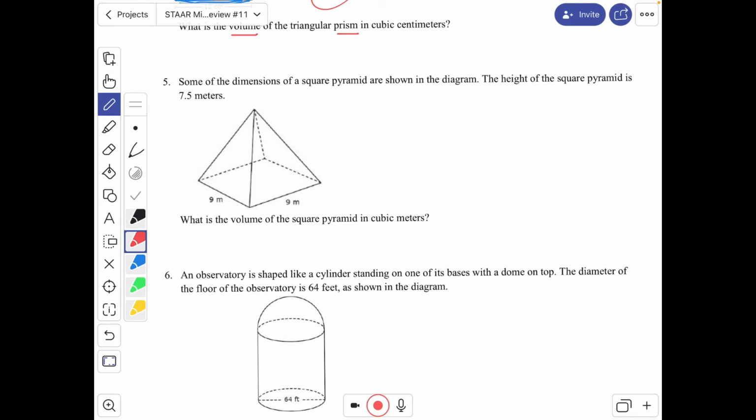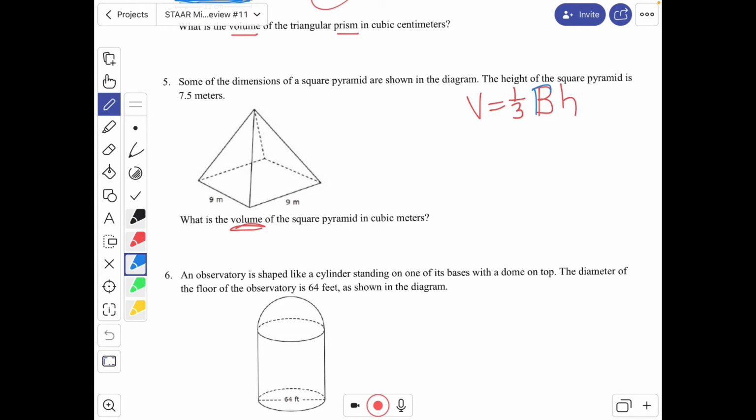Number 5, some of the dimensions of a square pyramid are shown in the diagram. The height of the square pyramid is 7.5 meters. What is the volume of the square pyramid in cubic meters? So there's volume. This time we're looking for the volume of a pyramid. That formula is 1/3 times area of the base times the height.